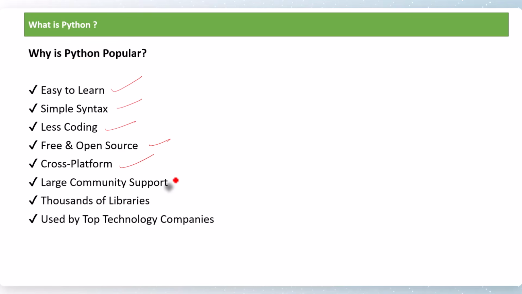It has large community support. So there are thousands of libraries for every task. For example, if you want to do numerical calculations, NumPy; data visualization, Matplotlib, Seaborn. So many libraries are there. And this programming language is used by top technology companies. So that's why Python is so popular.